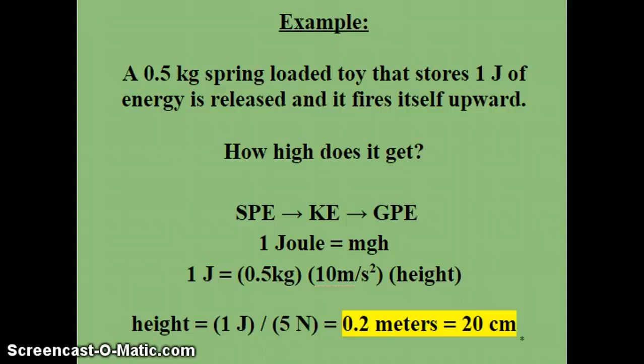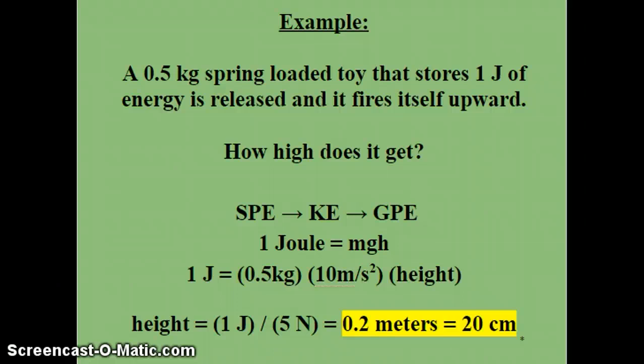So if you look at that situation, you're starting with energy stored in a spring. It's released. The toy acquires motion, speed. And as it rises, it slows down as the energy is restored in the form of GPE. So if this spring toy had 1 joule of energy stored in its spring, it'll turn into kinetic, which will eventually turn into GPE.